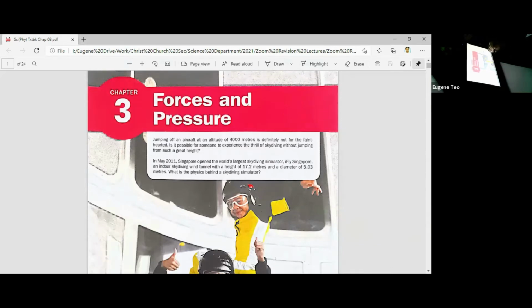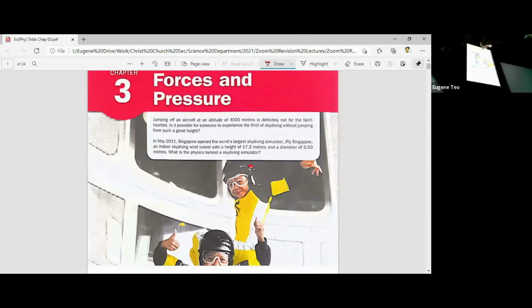Okay, just as a start, for forces and pressure, there's quite a fair bit of things that we need to cover. However, most of it you have actually covered in Sec 2, quite in depth, over quite a long period of time. So I think it's really just a quick revision for this one. But I'm going to use a textbook to run through the ideas within this chapter. Okay, so let's start now.